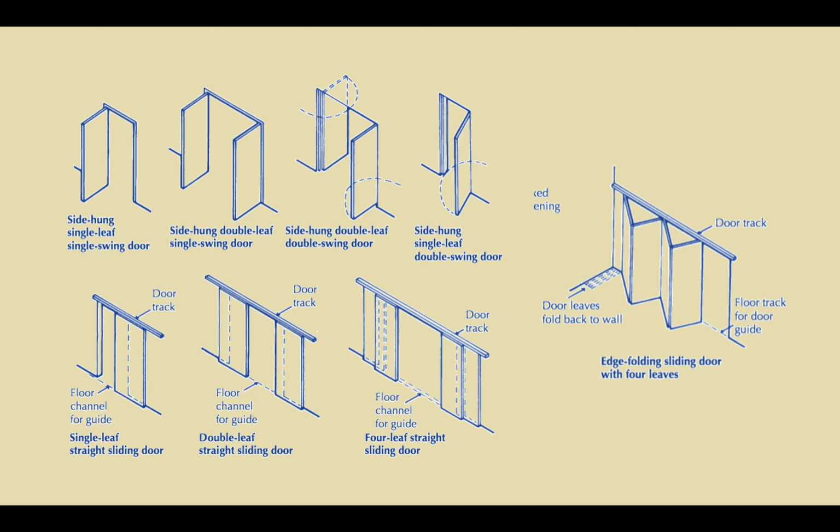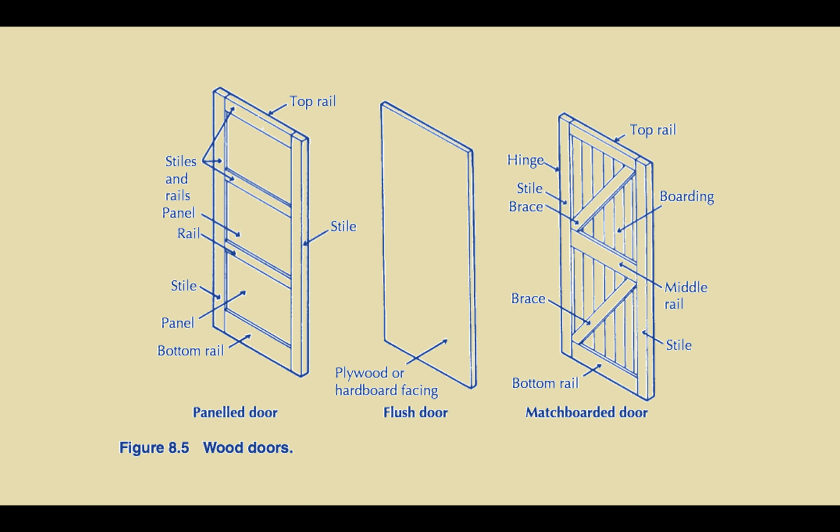In the associated reading, you will start with the identification of different types of doors. Mostly in residential construction, we use side-hung doors. However, it's useful to know the different configurations of side-hung doors, as well as sliding doors and other composite sliding and folding doors that might be used. The more relevant thing to focus on is the different types of timber doors. You should be able to identify the panel door, the flush door, and the match-boarded door.